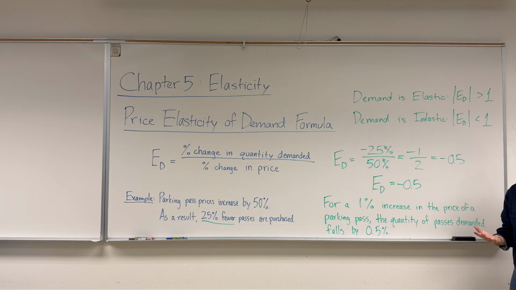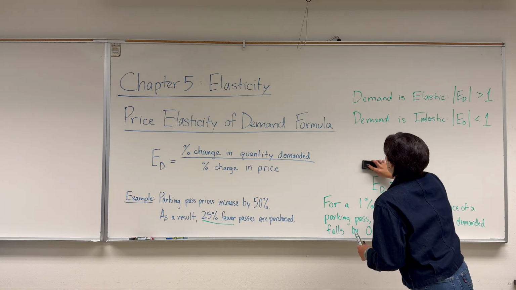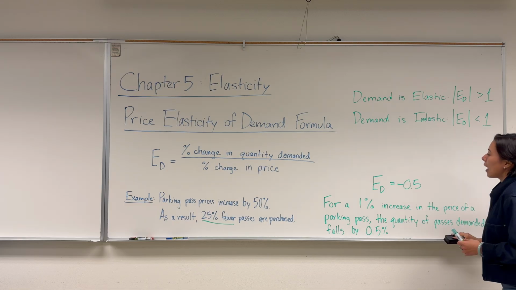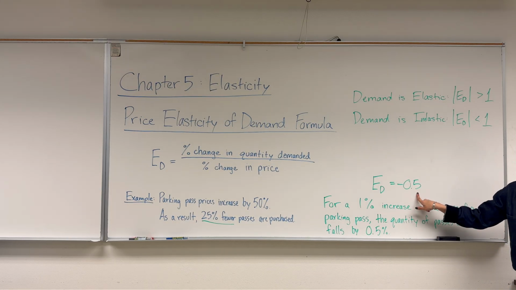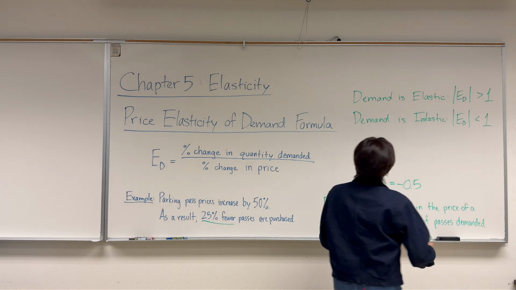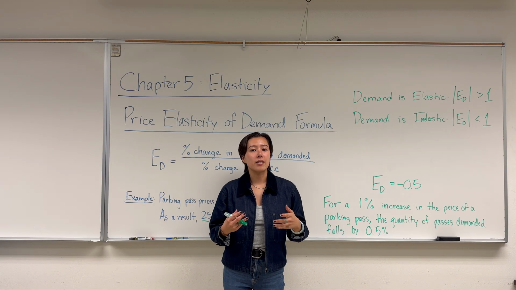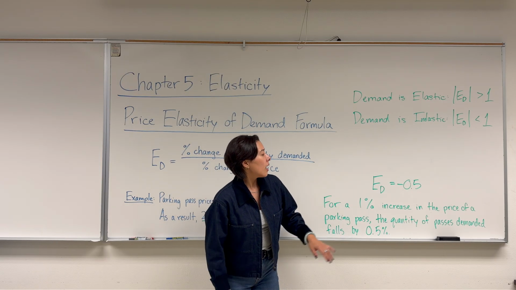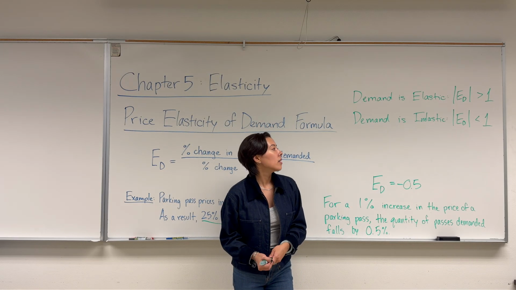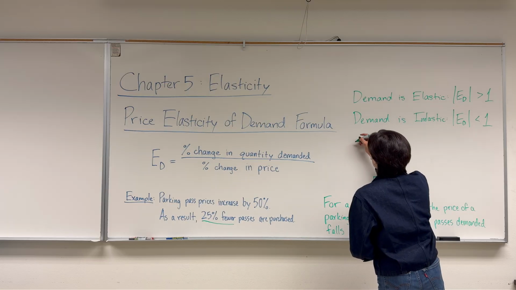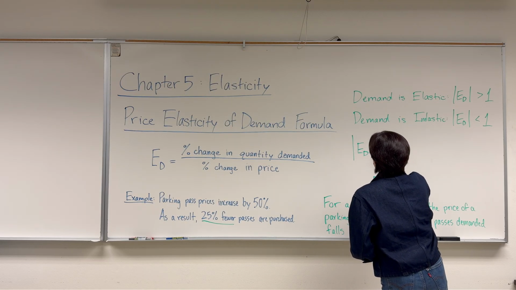So now let's show exactly what I mean using the number that we calculated. So our price elasticity of demand for parking passes was negative 0.5. That was our answer. So in order for us to determine, using these conditions, whether demand for parking passes is elastic or inelastic, I need to take the absolute value of my price elasticity of demand. So what this means is I just want to get rid of the negative sign on my answer.